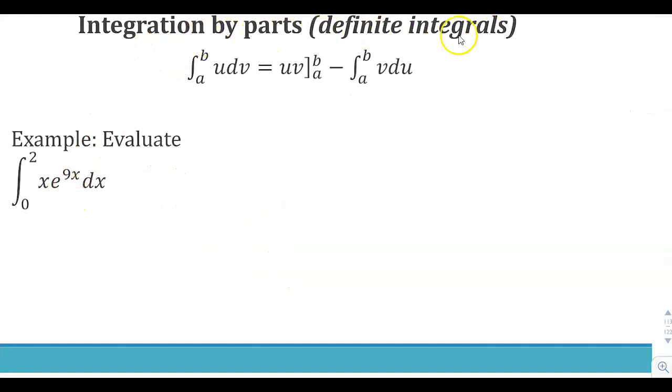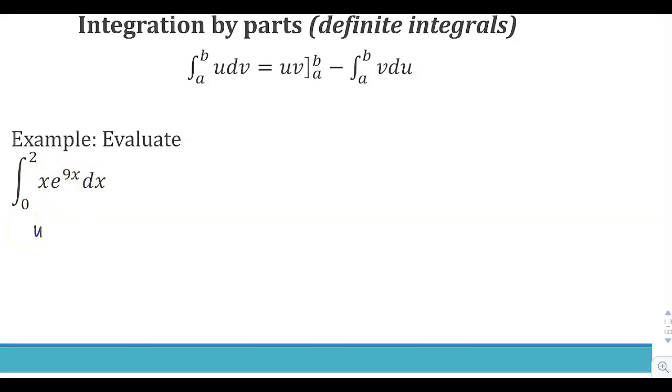Integration by parts with definite integrals. When I have limits of integration a to b of u dv, notice it's the same formula, u times v, but from a to b, minus the integral of v du, but with limits of integration a and b. So if we're going to evaluate the integral from 0 to 2 of x e to the 9x dx, this requires integration by parts just one time.